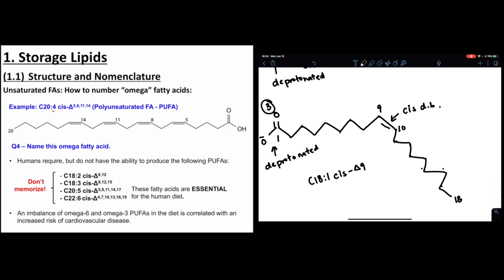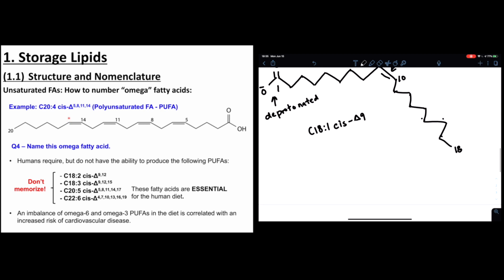This is C20:4 cis delta 5, 8, 11, and 14. It's a polyunsaturated fatty acid, meaning that it has many double bonds. And what is the name of this omega fatty acid when we look at it? Well, this is the carboxylic acid carbon, and this is the terminal carbon over here, 20. So we count this as omega-1. We go omega-1, 2, 3, 4, 5, and the 6. This is omega-6. So we would call this structure over here an omega-6 fatty acid.